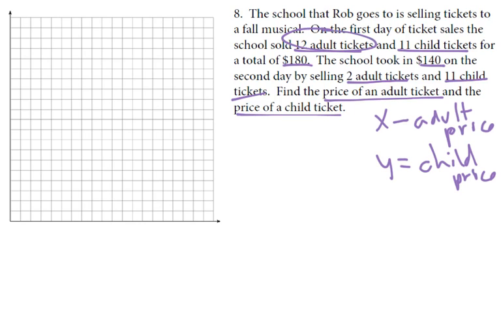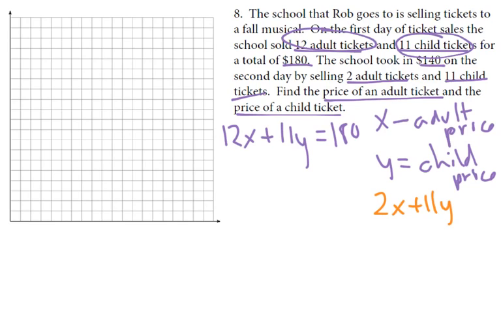Then we make our first equation, 12 adults, so 12 times X, plus 11 child, 11 times Y, equals 180. Okay, our second equation, we've got 2 adults, plus 11 children again, and that one equals 140. So then we can turn these into slope-intercept form if we want to. We could try to graph them like this if we wanted to, but it seems like we do better graphing them the other way. So we get 11y equals negative 12x plus 180.